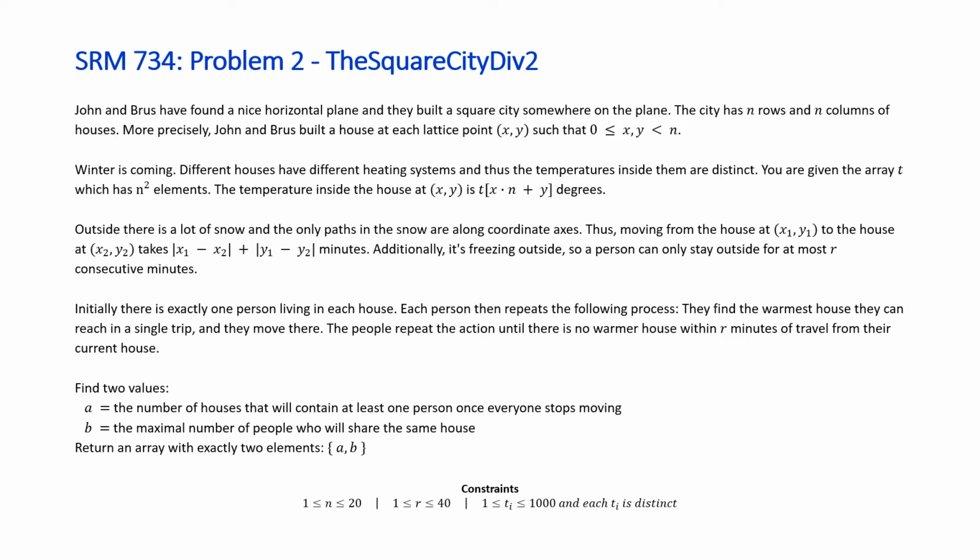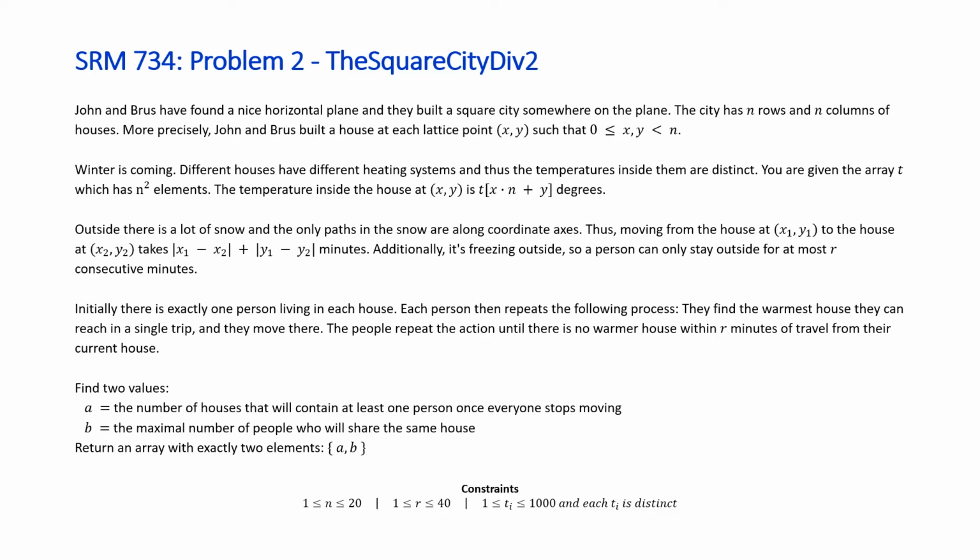Initially, there is exactly one person living in each house. Each person then repeats the following process. They find the warmest house they can reach in a single trip, i.e. within r minutes, and they move there. The people repeat the action until there is no warmer house within r minutes of travel from their current house. The question asks us to find two values: A, which is equal to the number of houses that will contain at least one person once everyone stops moving, and B, which is equal to the maximal number of people who will share the same house. And we're supposed to return an array with exactly these two values, A and B.